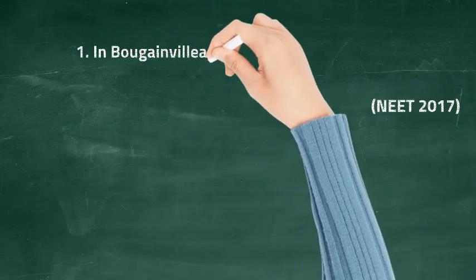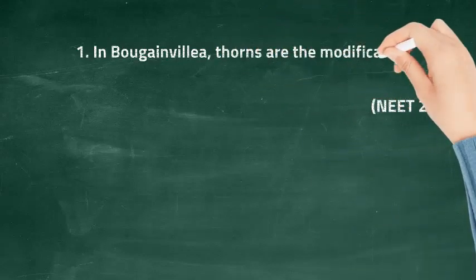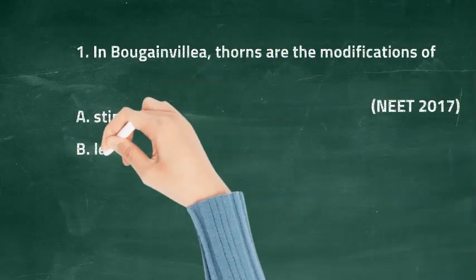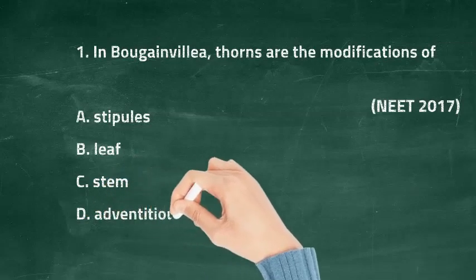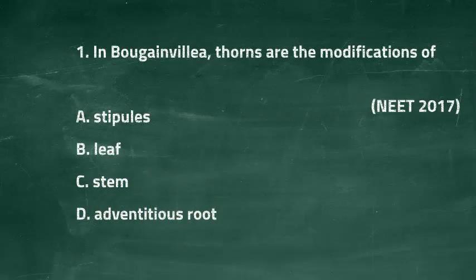The first question is, in bougainvillea thorns are the modifications of option A stipules, option B leaf, option C stem, and option D adventitious root. The right answer is option C, stem.